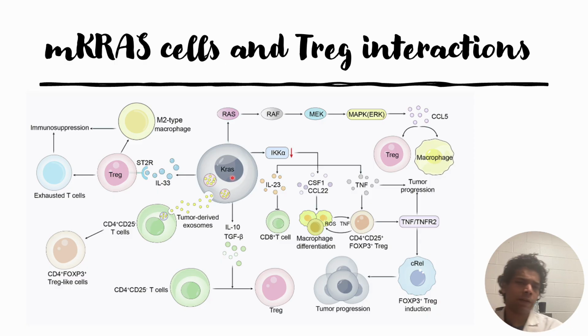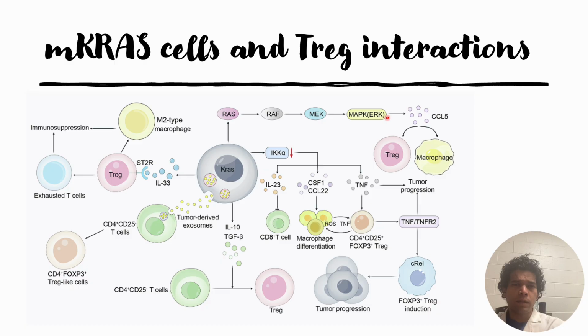Also, whenever mutated KRAS is present in the cancer cells, it causes changes in intercellular signaling. One of these changes results in upregulation of the MAPK pathway, which causes release of the cytokine CCL5. This CCL5 helps in polarization towards regulatory T cells or macrophages. That is, it can drive M1-type macrophages towards M2-type macrophages, and it can drive other T cells towards regulatory T cells. Both of their functions are to suppress the immune response.